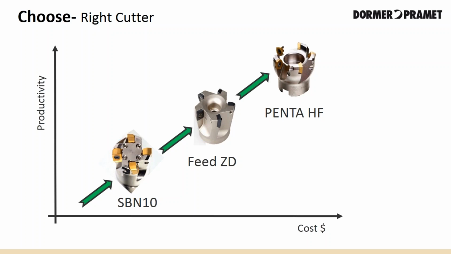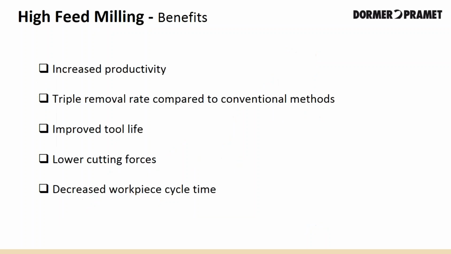And the Penta HF, a positive but strong 5-edged insert available in many grades for machining a wide range of materials, designed to direct the cutting forces up the spindle to enable low depths of cut at very high feed rates.